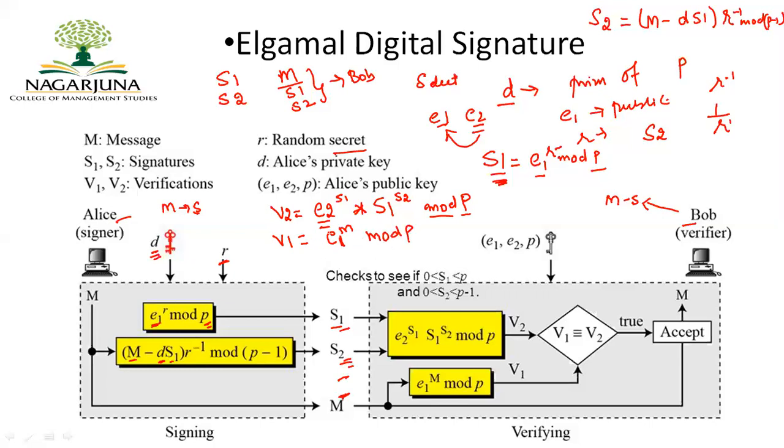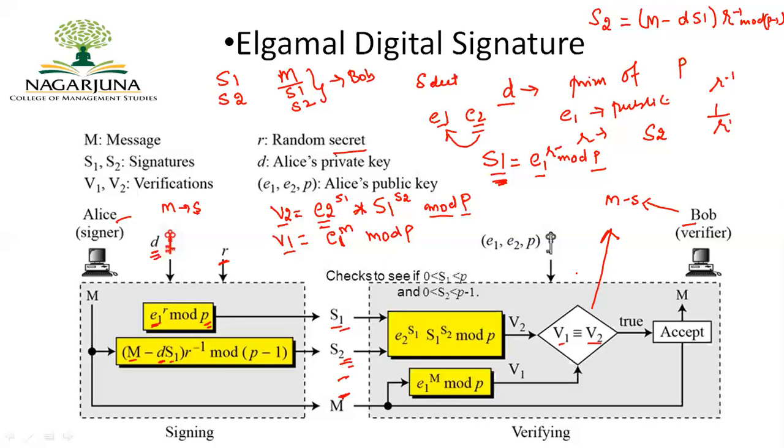Once we calculate V2 and V1, it is time to check whether they are congruent to each other. If V1 is congruent to V2, then Bob accepts it, which indicates that the signature belongs to Alice, and Bob will accept the message which has been sent from Alice. If V1 is not congruent to V2, then that particular message will be rejected by Bob, indicating that the signature is mismatched. So this is how your ElGamal digital signature works.